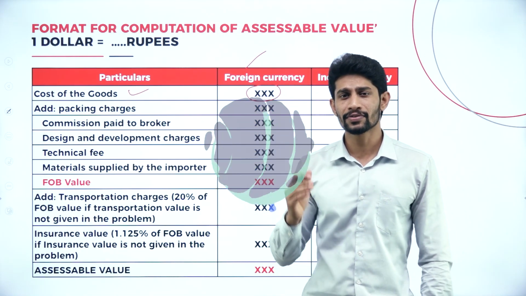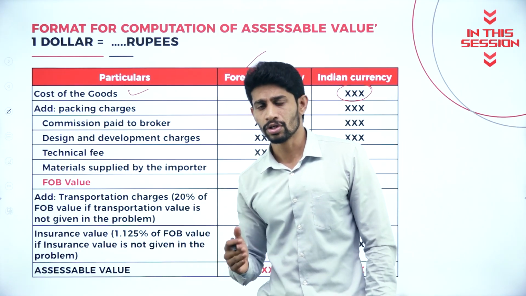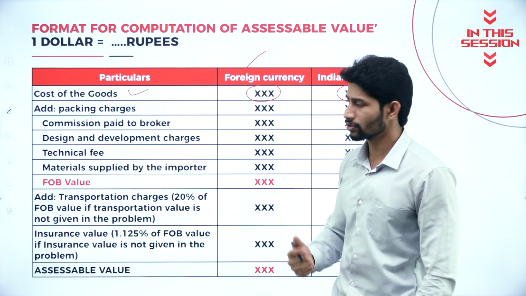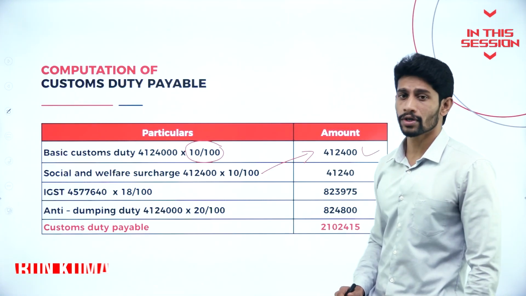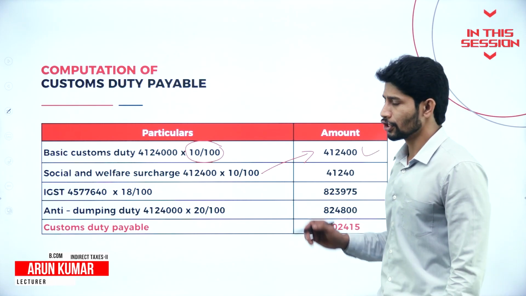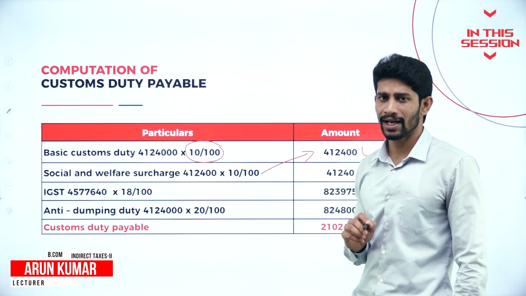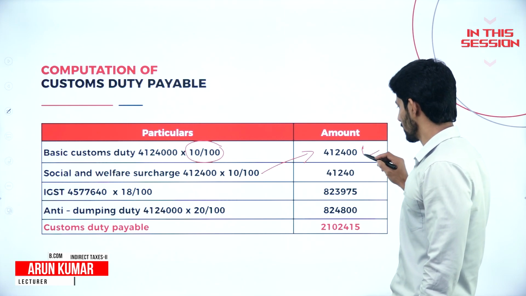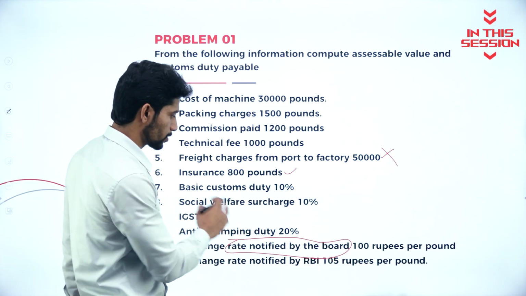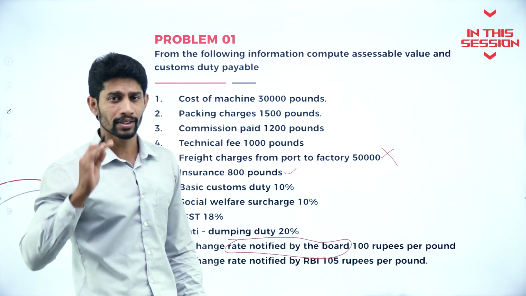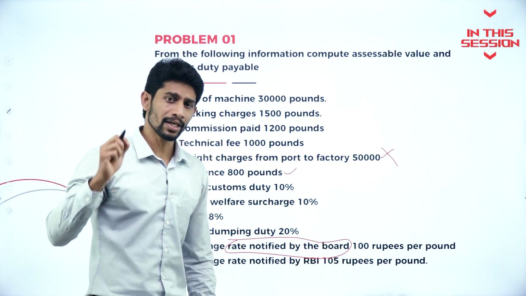Only the expenditures which are incurred up to the port, those expenditures should be added back to the cost of the goods. So to compute IGST, what are the components you are supposed to consider? You are supposed to consider assessable value plus basic custom duty plus social welfare surcharge. Whenever you are considering the exchange rate, you are supposed to consider the exchange rate which is given by the board.